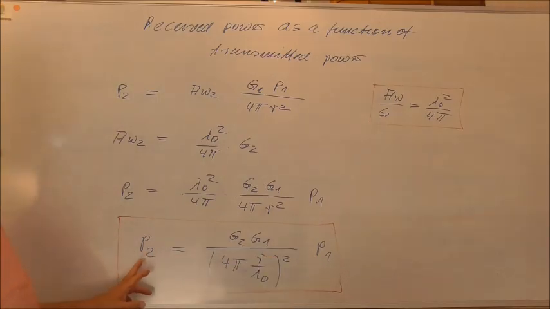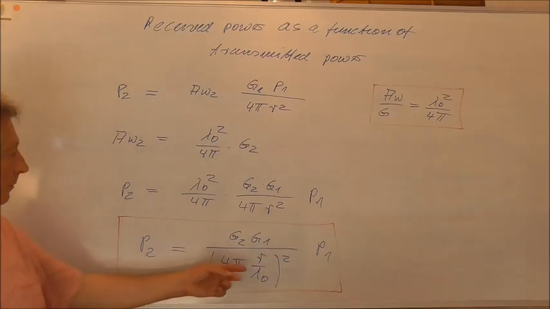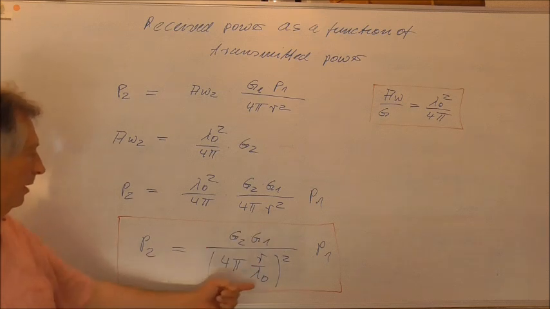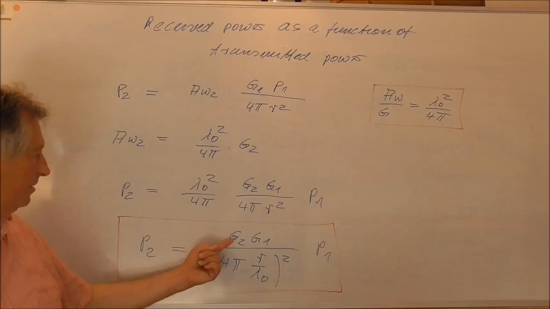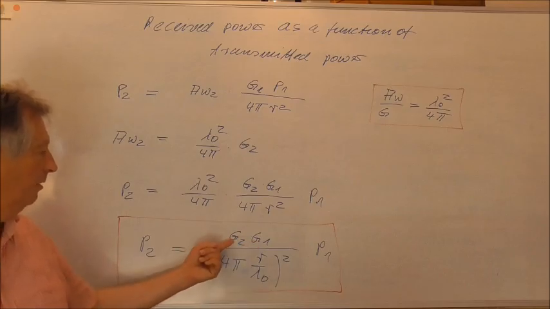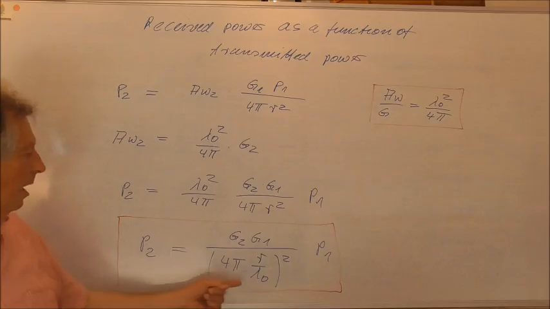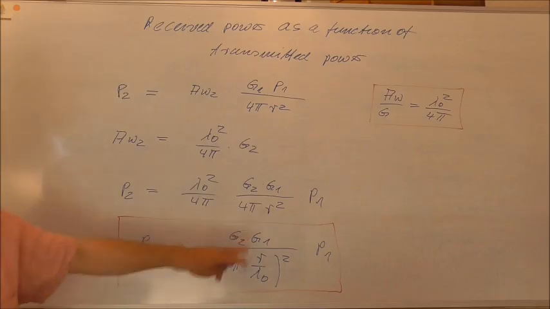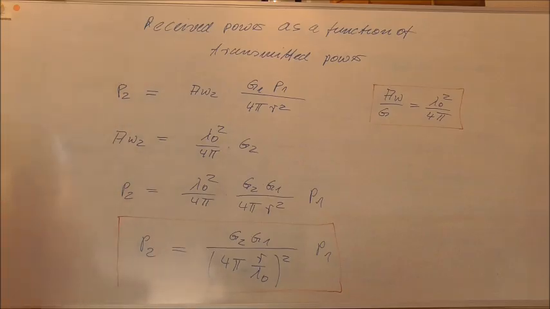This equation now describes a transmitter-receiver system: P1 is the power which is transmitted, and P2 is the power which is received. What we must know is the gain of the transmitting antenna, the gain of the receiving antenna, and of course the distance in this expression. In the next step I will discuss this also in a dB scale.